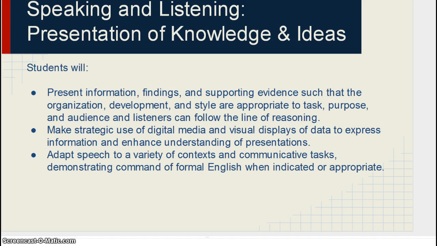Speaking and listening, presentation of knowledge and ideas. Students will present information, findings, and supporting evidence such that the organization, development, and style are appropriate to task, purpose, and audience, and listeners can follow the line of reasoning. Students will make strategic use of digital media and visual displays of data to express information and enhance understanding of presentations. And students will adapt speech to a variety of contexts and communicative tasks, demonstrating command of formal English when indicated or appropriate. Please pause the screencast at this time and answer the corresponding questions on the form.